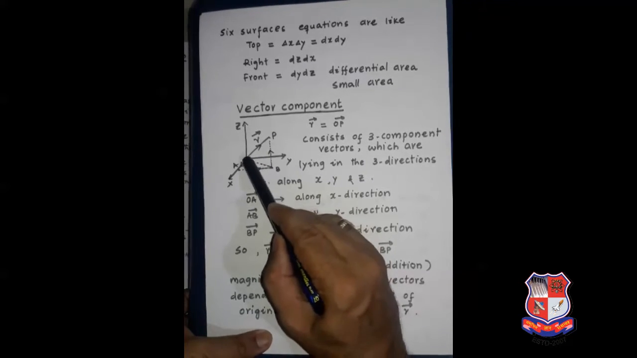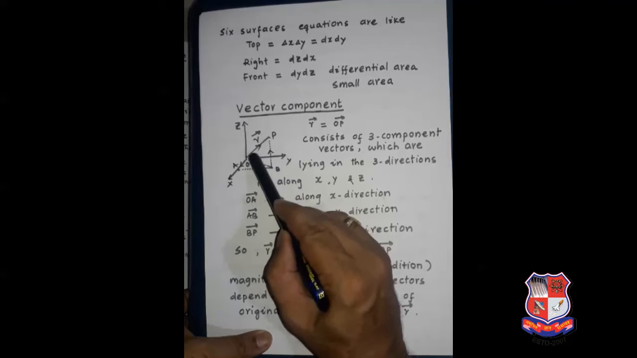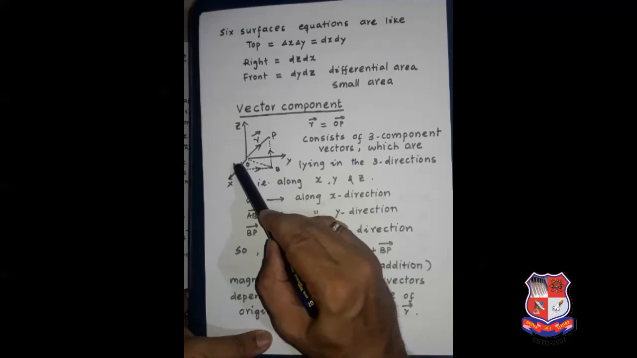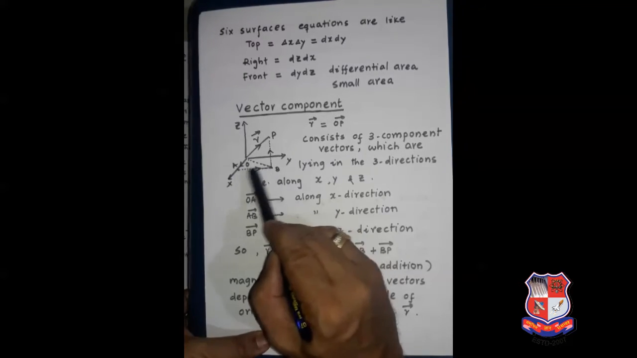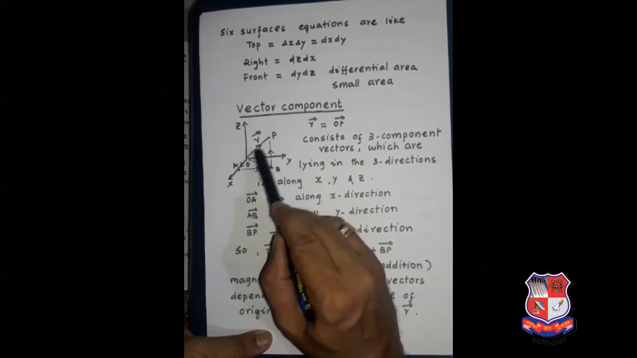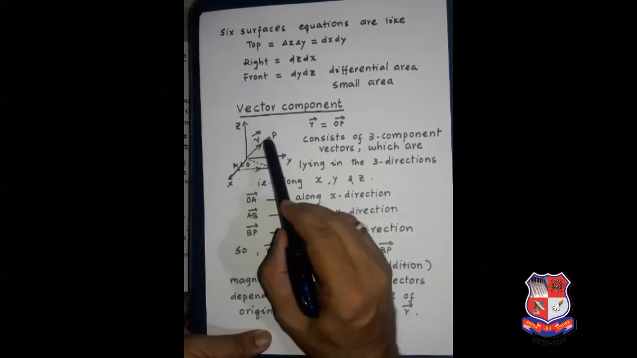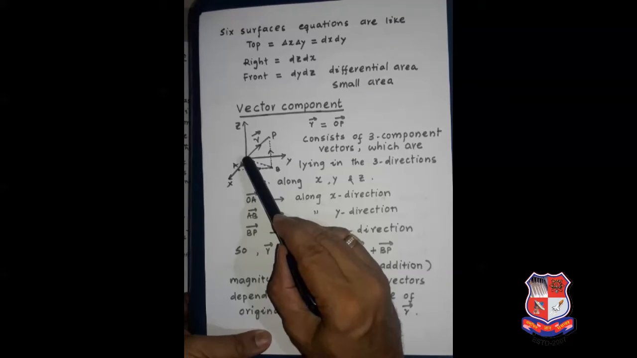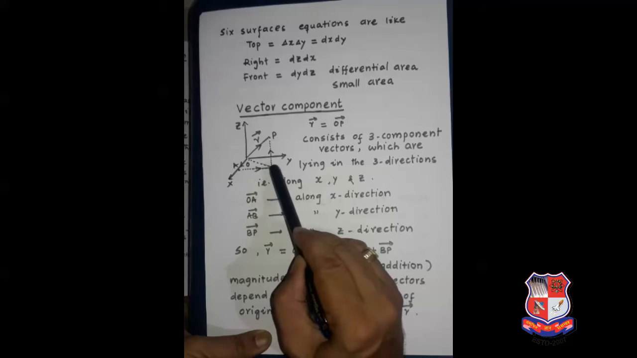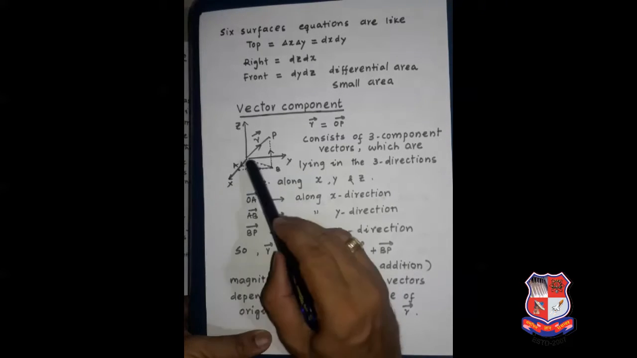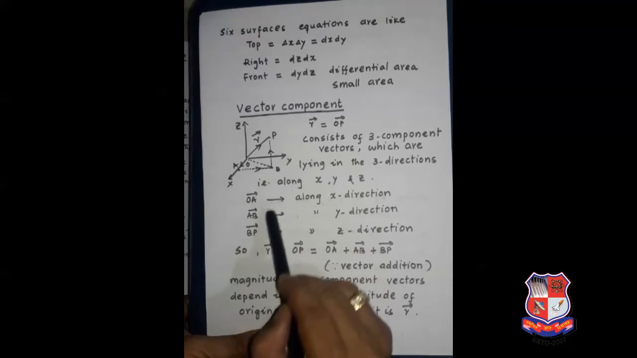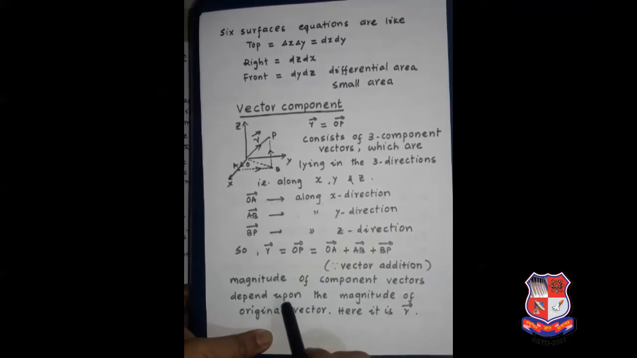the vectorial addition of some other vectors. Here I can show you, if I project the vector on the xy plane, this projection will be because of this OA component as well as the AB component. So the vector R has 3 components, one along the x direction, another along the y direction, and this is the z direction. OA is along the x direction, AB is along the y direction, and BP is along the z direction.